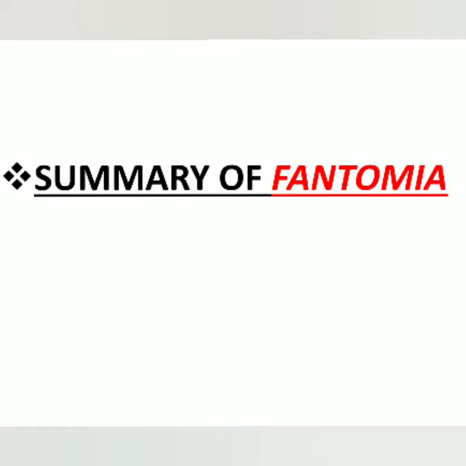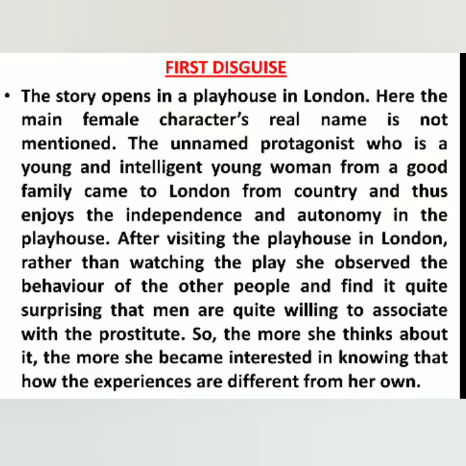At first we have the first disguise, or the first intrigue, by the protagonist. The novella opens in a playhouse in London. Firstly, there comes the main female protagonist, whose name is not mentioned here. She is mentioned as the lady. The unnamed protagonist is a young and intelligent woman from a good family who came to London from the country, and she enjoys independence and autonomy in the playhouse.